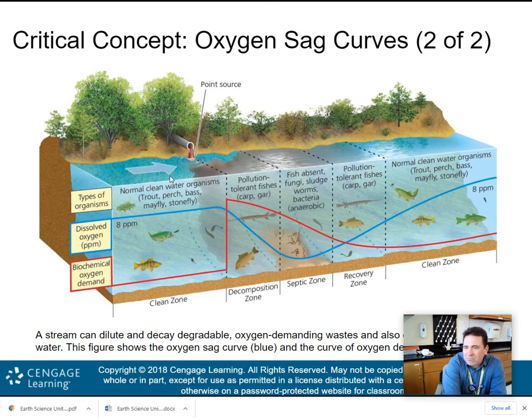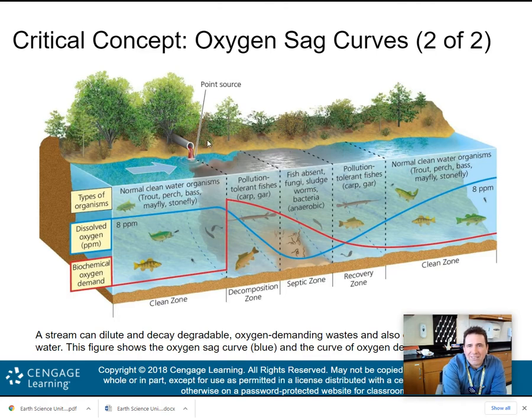So above stream, no problems. Your biochemical oxygen demand is low and stable. Your dissolved oxygen is high and stable. And so you get normal clean water organisms to live there, like trout, perch, bass, mayfly, stonefly, etc.